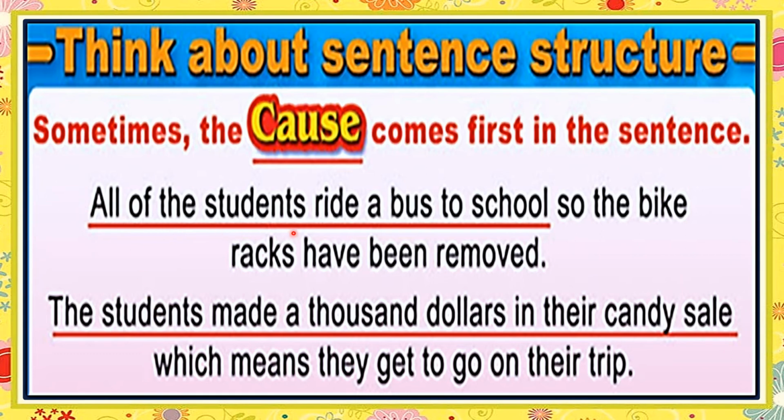So the first sentence, all of the students ride a bus to school, and so the bike racks have been removed. Which in here is the cause and which in this sentence is the effect? All of the students ride a bus to school. Let's take a look at the second sentence: the bike racks have been removed. So the answer is, all of the students ride a bus to school, that is the cause. The bike racks have been removed, that is the effect. And for sentence number two, let's read again. The students made $1,000 in their candy sale. They get to go on their trip. So class, the cause is the students made $1,000 in their candy sale, and the effect, they get to go on their trip.